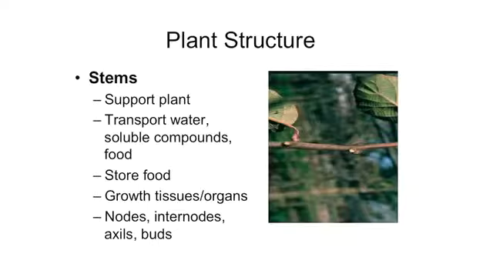Okay, we finished roots. We're moving up to stems. Stems support the plant. They transport water and soluble compounds throughout the plant, up and down the plant. They are also capable of storing some food produced in the plant. They often are responsible for having growth tissues and organs associated with them. And importantly, they have what are known as nodes and internodes, axils and buds.